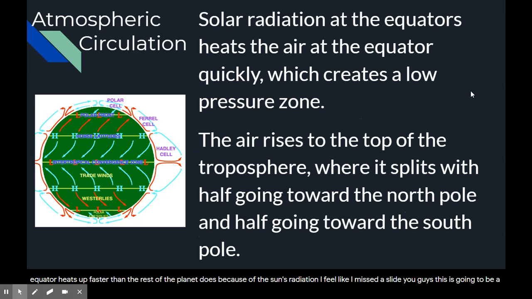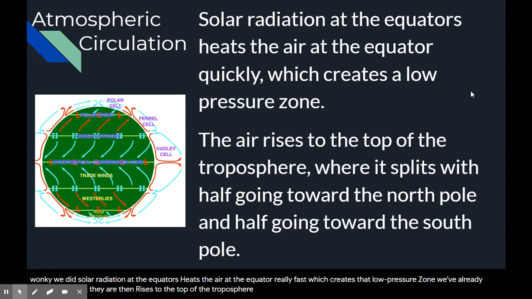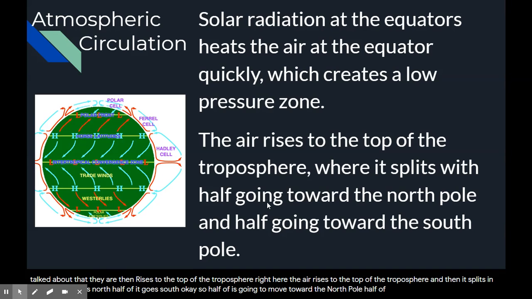Solar radiation at the equator heats the air at the equator really fast, which creates that low pressure zone. We've already talked about that. The air then rises to the top of the troposphere, like right here, and then it splits in half. Half of it goes north, half of it goes south. Half of it is going to move toward the North Pole, half of it is going to move to the South Pole.